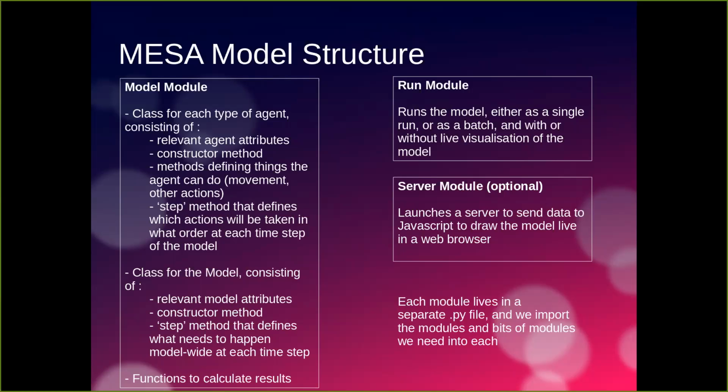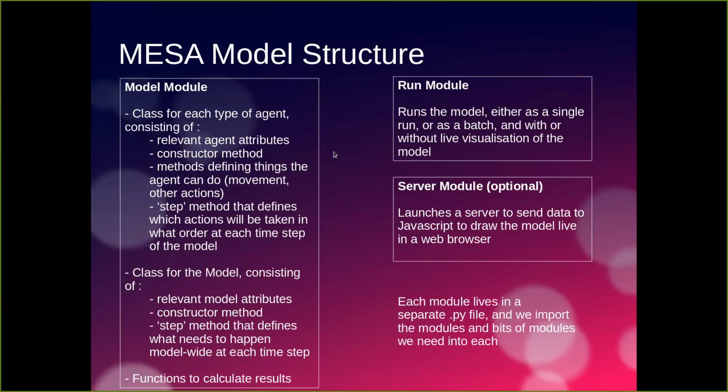Also within the model module, you would have a class which represents the model itself, and that would consist of whatever model attributes we need. Again, a constructor method to say how to establish the model, and also a step method for the model itself, and that basically defines what needs to happen model-wide at each step. So how does it control the agents within that model? And then the only other thing we need in the model module is a series of functions that will allow us to calculate the results that we want to extract from that.